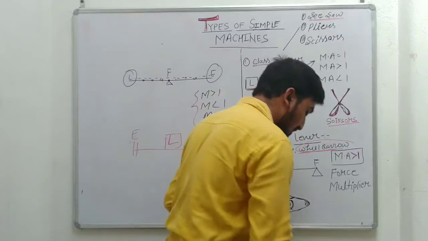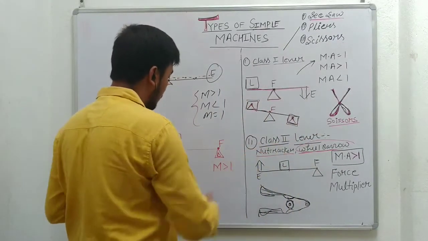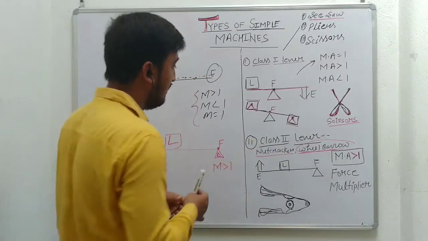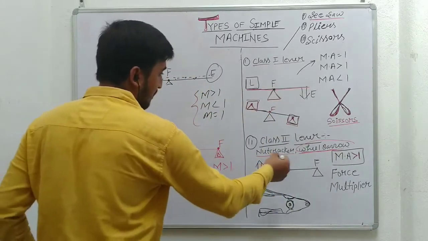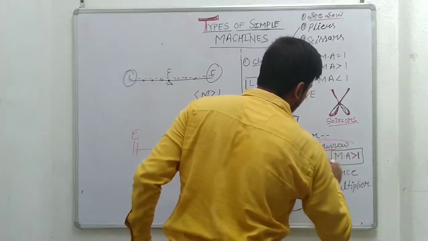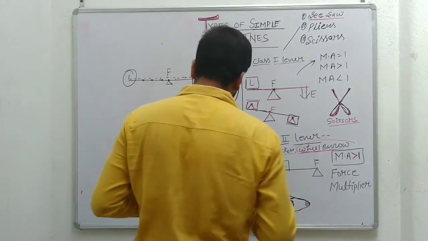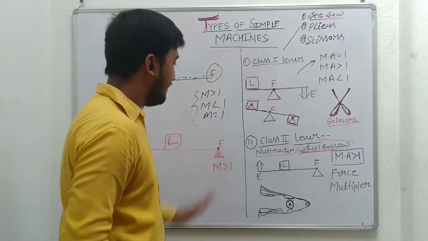There are so many devices. Wheelbarrow. You can see this example of wheelbarrow in your school and colleges. Sometimes it is used to displace one object from one place to another. So this is all about class 1 lever and class 2 lever.